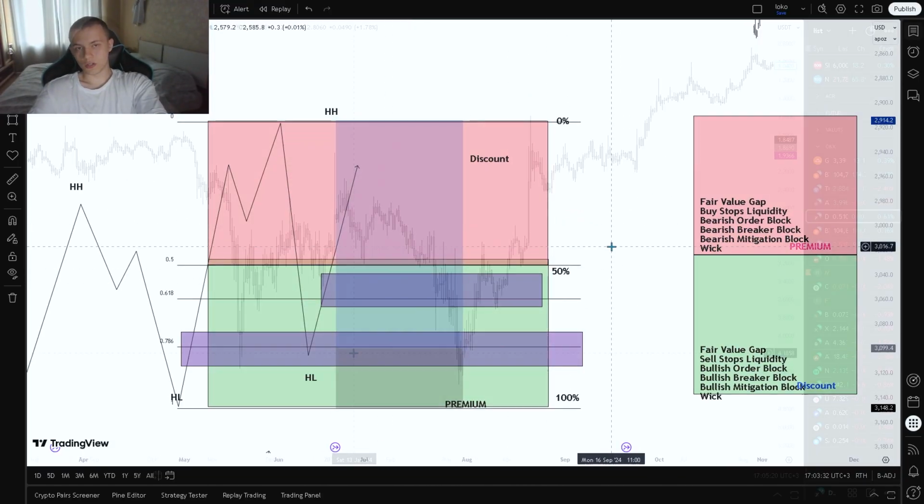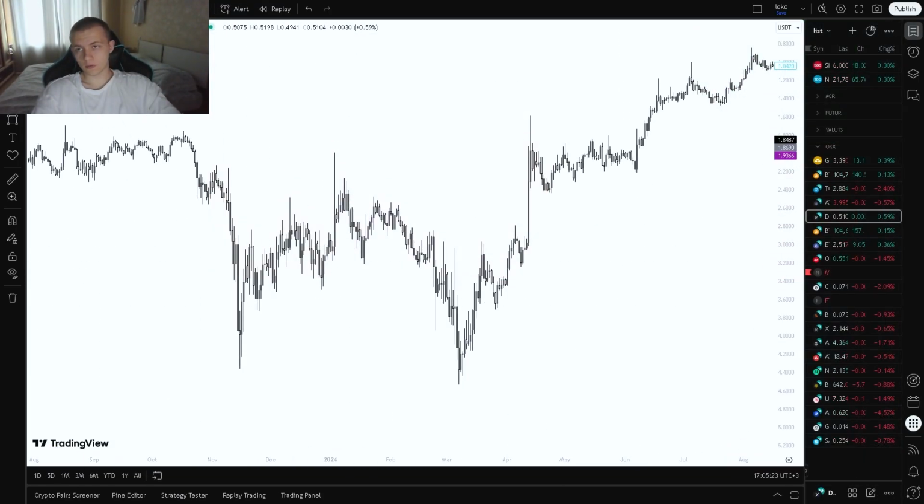So now let's move to the real chart. So now we are on the real chart example on the UI, DX, and here let's make it wide.